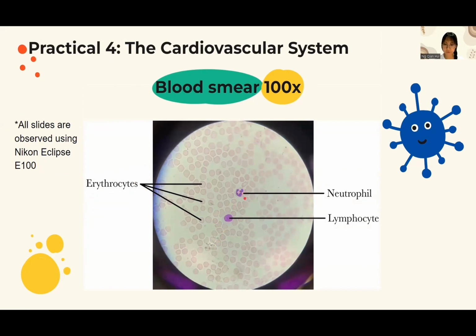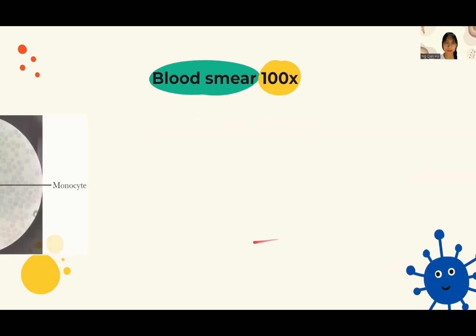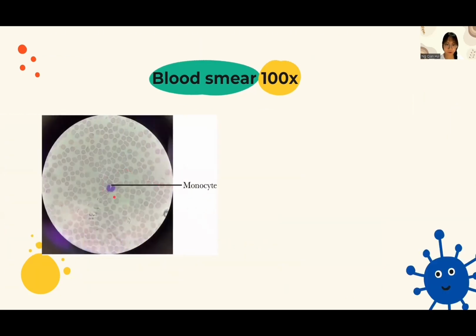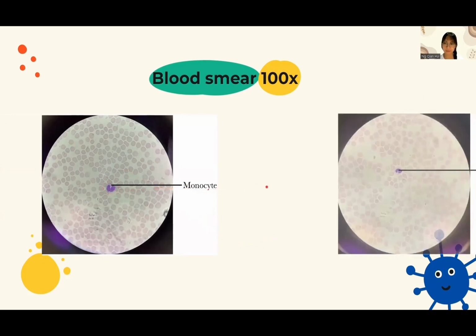The normal range of neutrophils is 60 to 70% of the white blood cells. For the lymphocytes, the normal range is 20 to 25% of the white blood cells. Next, this is called a monocyte. The normal range of monocytes is 3% to 8% of the white blood cells.